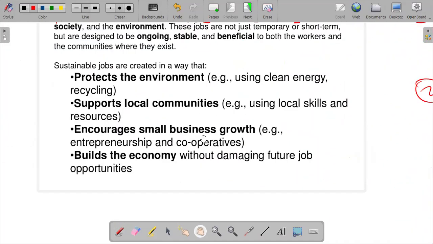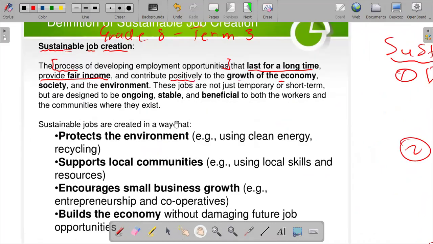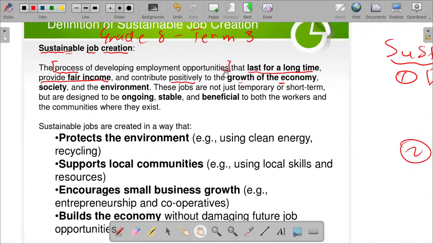Remember, we are looking at growing economically as a country. Even though we are providing jobs, even though we are paying people, these types of jobs must contribute positively to the economy of a country, the environment and the communities, as it says here. They must contribute positively to the growth of the economy, the society, the people that we live with, and the environment. It must not harm the people and the environment.